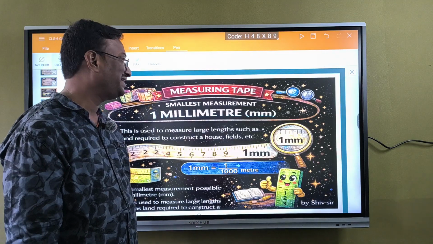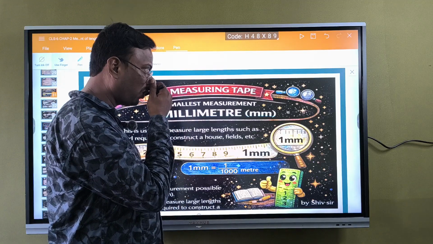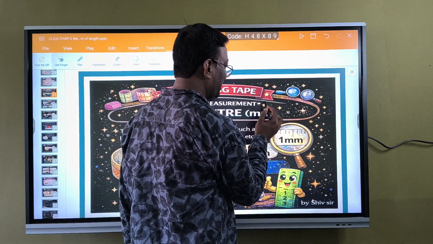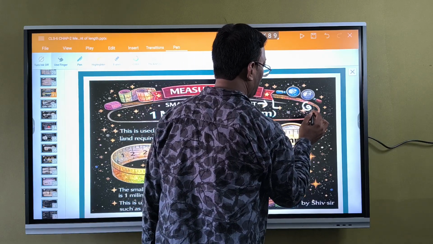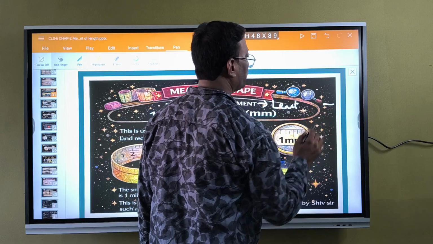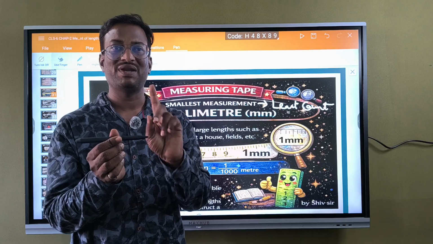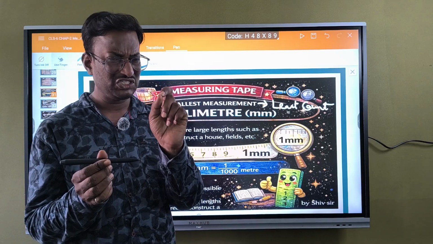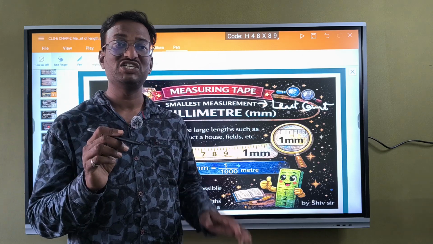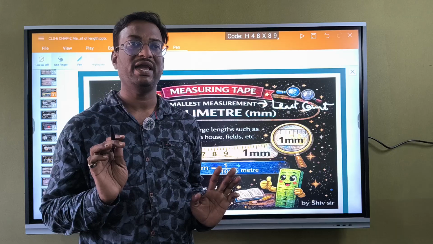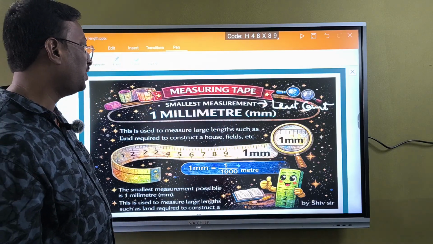Next thing, measuring tape. The smallest measurement of any scale, we call it the least count, children. This is called the least count of the measurement. In our normal scale, the least count will be 1 millimeter. So the smallest value that can be measured with any instrument is called the least count of that particular instrument. Okay, remember that. So 1 millimeter is equal to 1 mm.